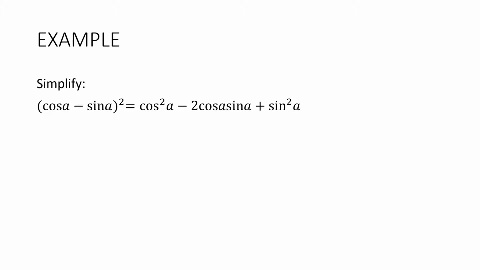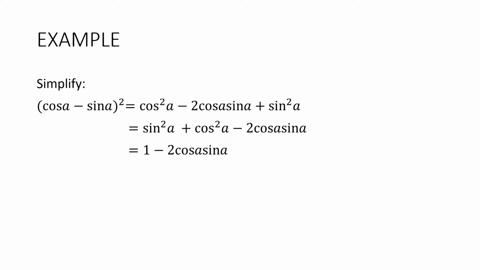Now we can simplify that further. Can you see this cos squared A plus sine squared A thing here? I'm going to just rearrange it so you can see it. That's equal to 1. So 1 minus 2 cos A sine A is the simplest that we can get it at the moment.